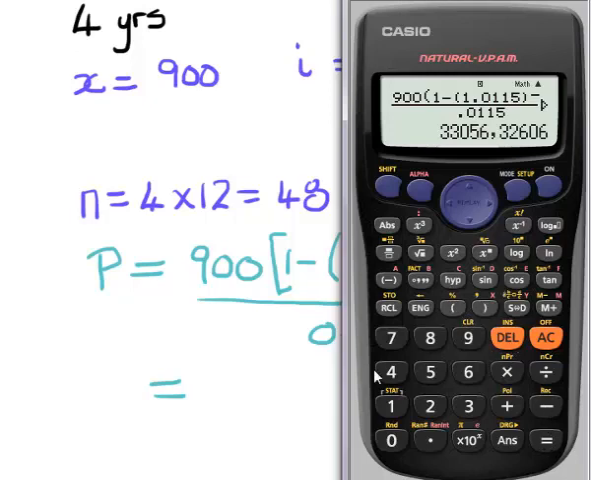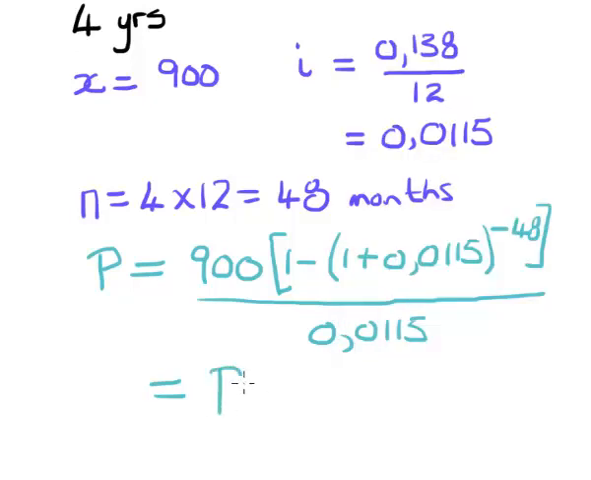Okay, so she's going to have 33,056 Rand and 33 cents. Remember, we must round off to 2 decimal places. Okay, so she's going to have 33,056 Rand and 33 cents.